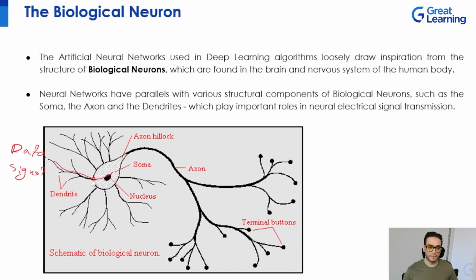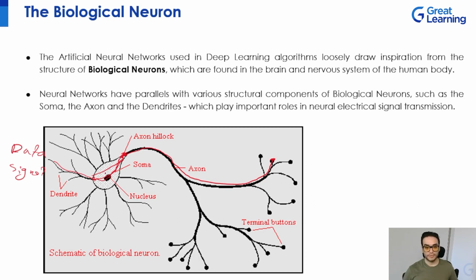So it gets processed, and the signal converges here at this hill. We call it the axon hillock. So the processed data is gathered here. Then it travels through the axon all the way to different endpoints in the axon, which are called terminal buttons. And this process is like a chain.